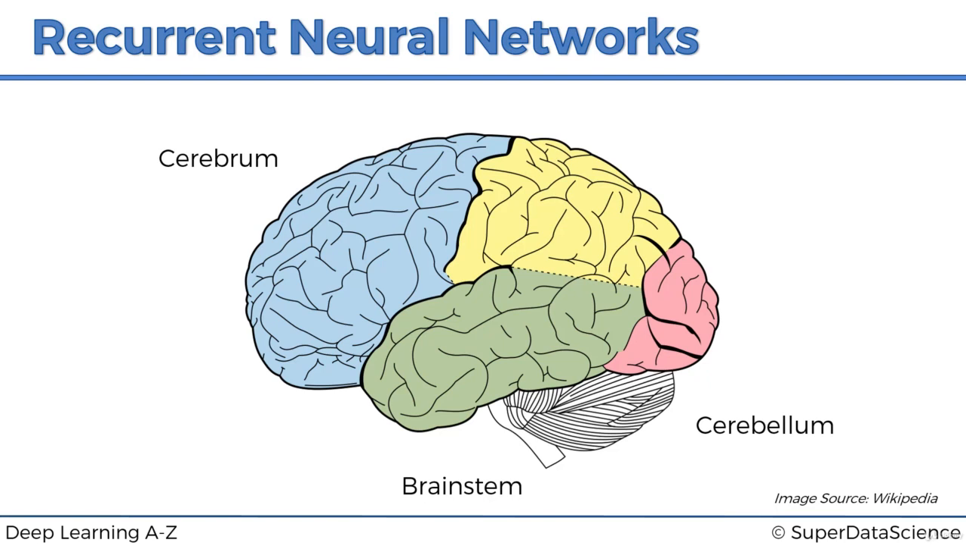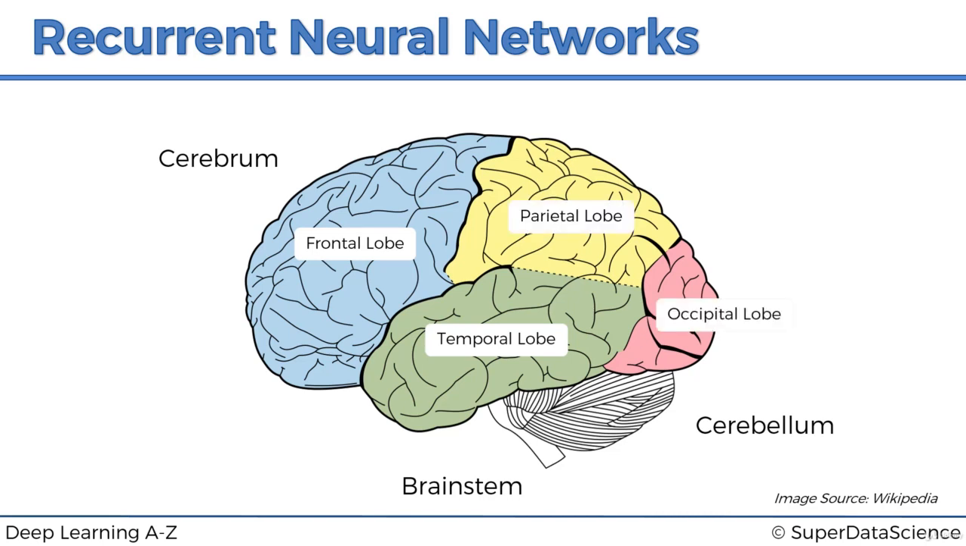Now, the cerebrum has four lobes, and they're colored in here. It's got the frontal lobe, the temporal lobe, the parietal lobe, and the occipital lobe. And now, how do we link these? We've got ANN, and we've already discussed CNN and RNN. The hardest one probably was to start off with, ANN, because what is the main advantage of ANN?